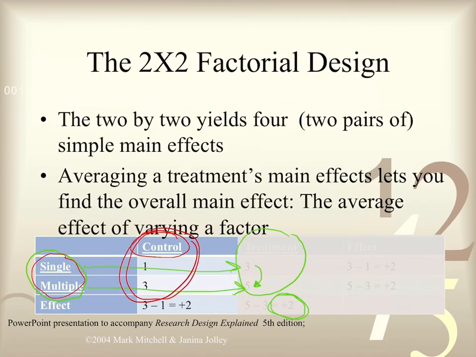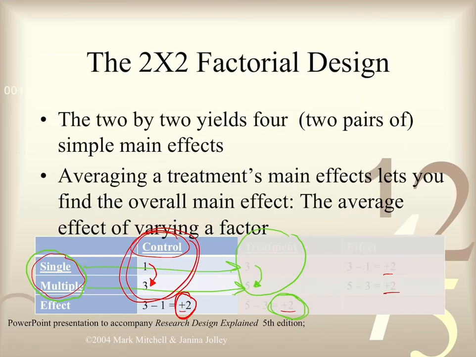And lastly, we have here the simple effect of dosage within the control condition. So all of these people are in the control condition, and we're looking at what happens when you increase dosage. And what we find is when you increase dosage from single to multiple, it increases happiness by +2. Now, as you can see, I've made all of these +2. This is just for simplicity's sake. But I want you to get an idea of what each of these simple effects actually look like.